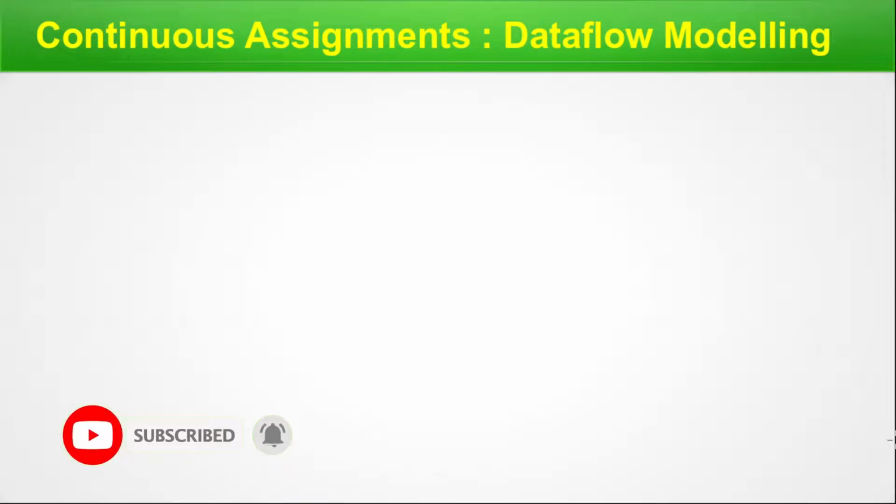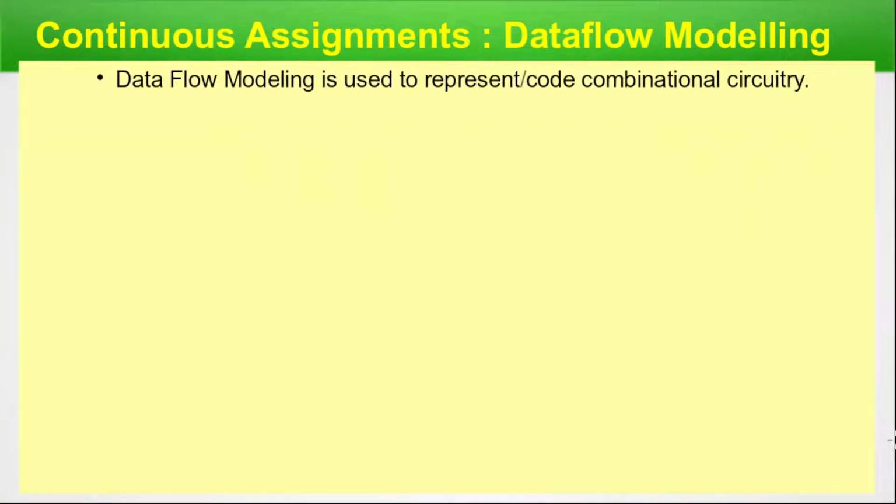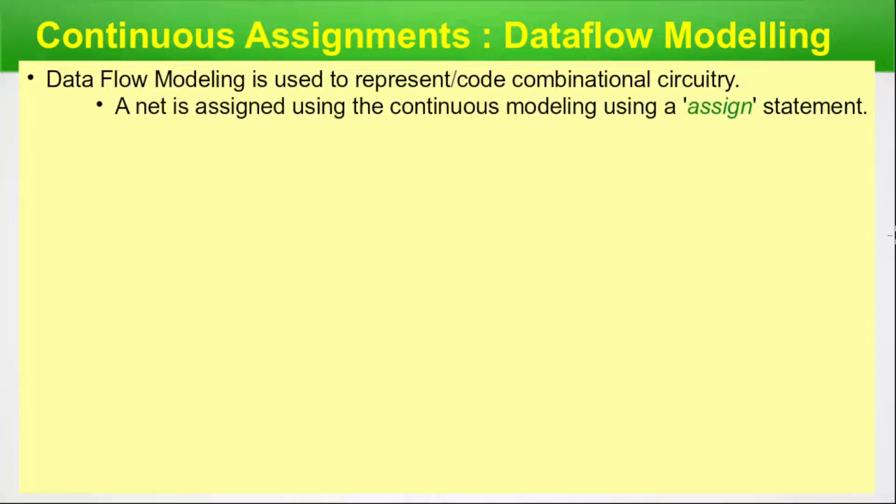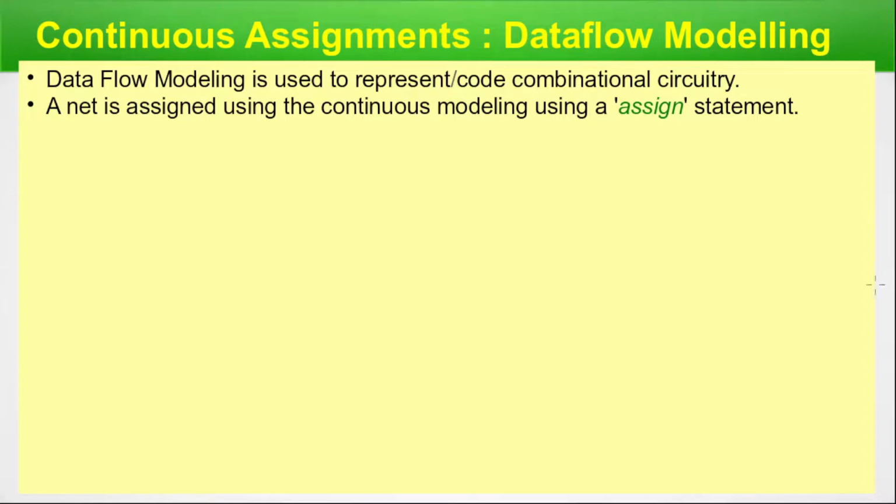Continuous assignments to be used inside Dataflow modeling. How do we use the continuous assignments? Here are some glimpses for you. Dataflow modeling is used to represent the code for combinational circuitry. A net is assigned using continuous modeling with an assign statement. Let us begin the examples. These are not code examples. This is the example of the assign statements for Dataflow modeling.